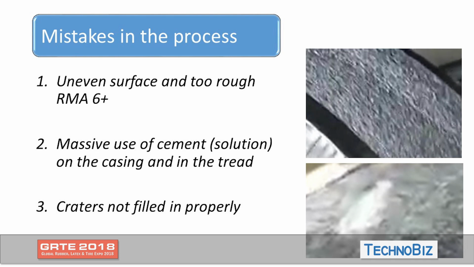Craters that are not filled. You see, one of the skivings, one of the craters, was not properly filled with new rubber in order to avoid trapped air. And here for sure air will remain trapped when they put the new tread, and this will lead again to a failure. Next slide, please.